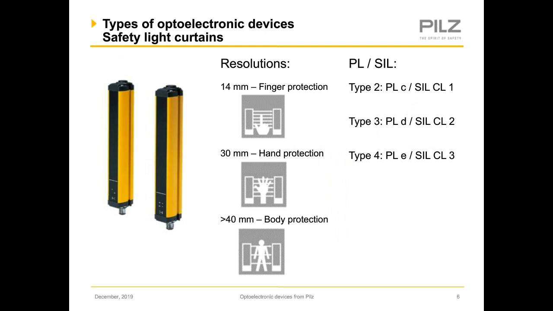Now the types of light curtains, so they come in different resolutions depending on what you need to protect against. So 14 millimeters is the finger protection, 30 millimeters is the hand protection, and larger than 40 millimeters is for body protection. Also, for those light curtains, for the safety controls, there are different types. Type 2 can reach up to performance level C or SIL calculated 1. Type 3 light curtain can reach up to PL D or SIL calculated 2. The type 4 light curtain is up to PL E or SIL calculated 3.